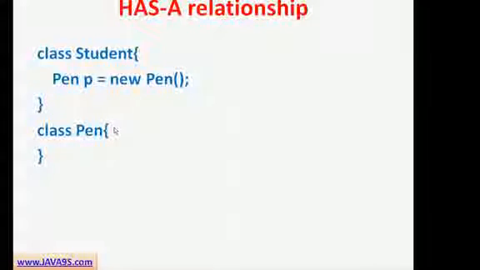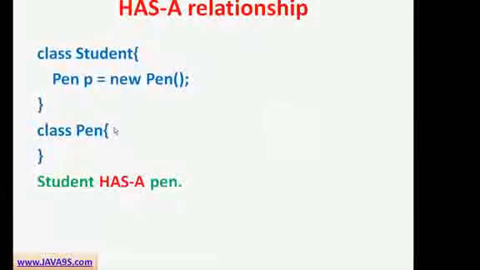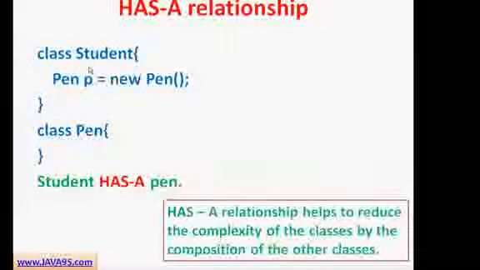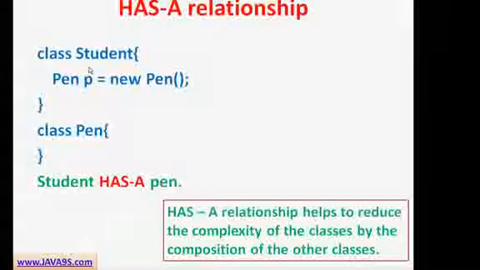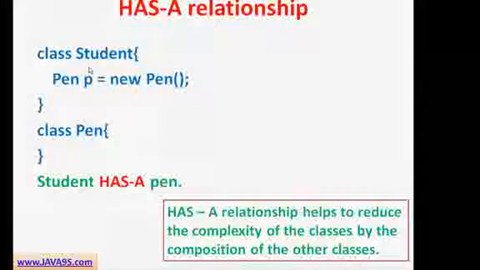So student has a pen. When you refer to an object inside a class as an instance variable, it is a has-a relationship. That means student has a pen. A has-a relationship helps to reduce the complexity of the classes by the principle of composition. Now let us look at the simple example of super and this.